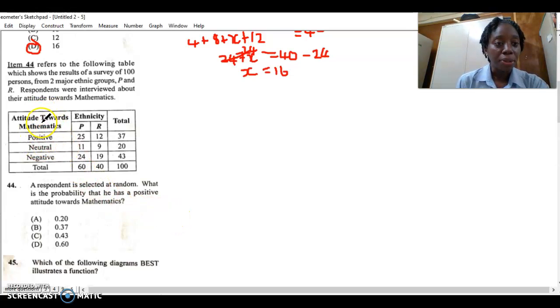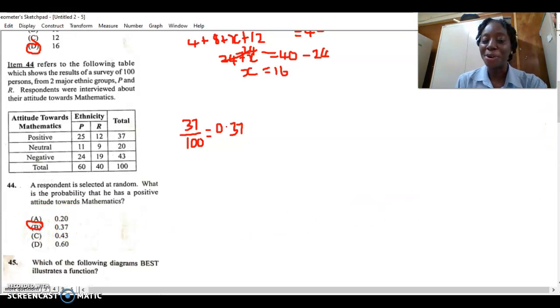So looking at our table, these are the attitudes: positive, neutral, negative. P represents one ethnic group and R represents another. So we are concerned with the positive attitude towards mathematics. So for ethnic group P, we have 25 persons. For ethnic group R, 12 persons, which will give us a total of 37. So therefore, probability would be the 37 positive out of the total possible outcomes of 100. So therefore, our probability is equal to 0.37. Thus, our answer is B.